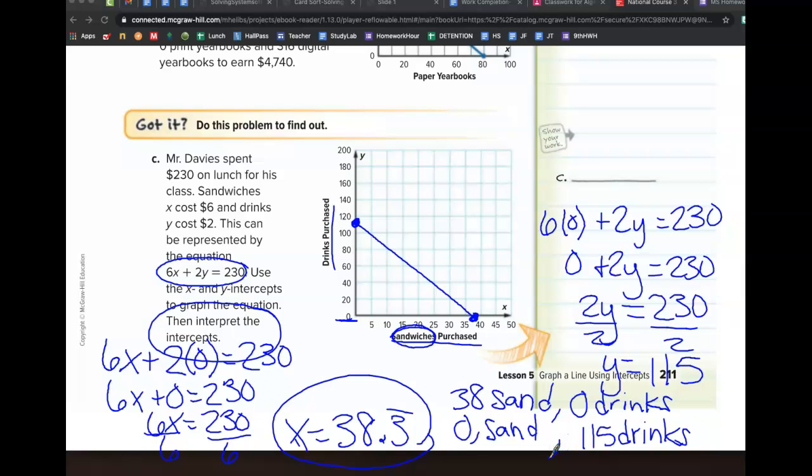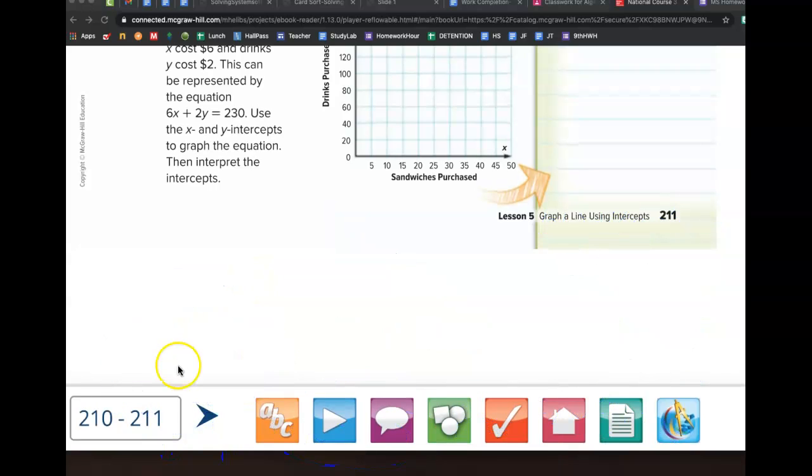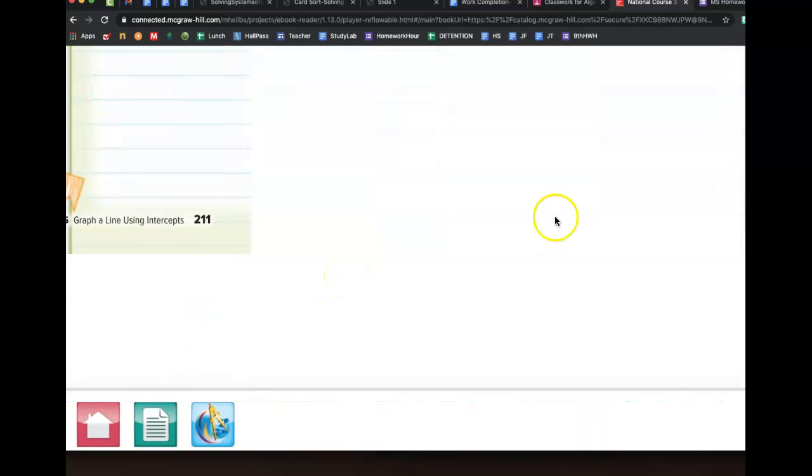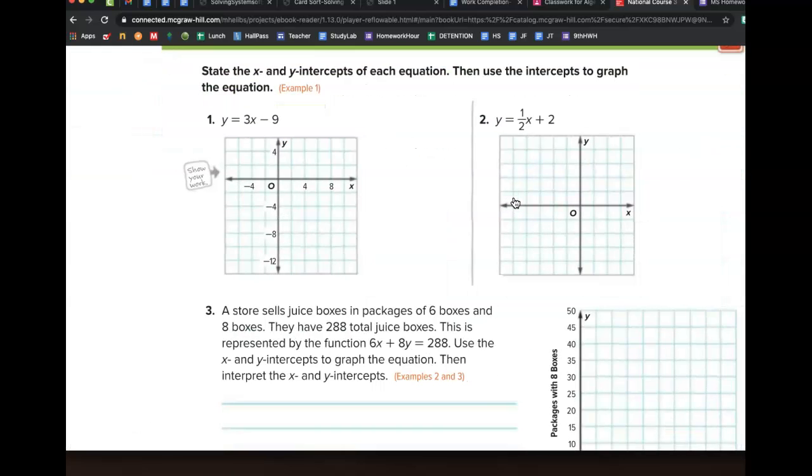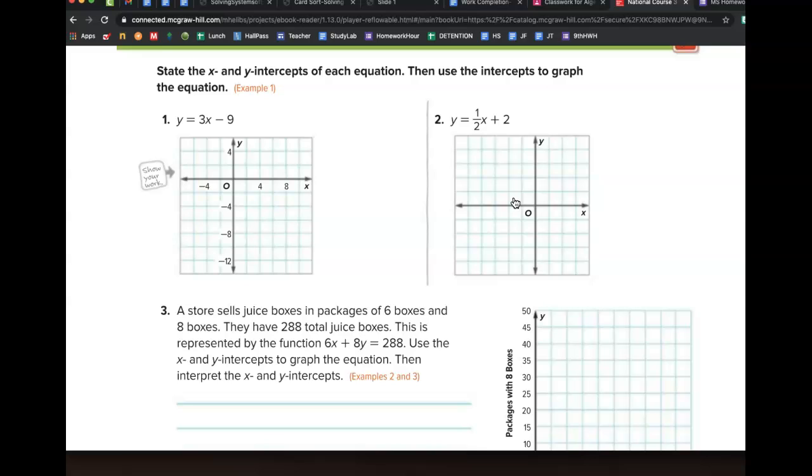Your assignment is on the next page, 212, number 1 through 3. On number 1 and 2, you are graphing in slope-intercept form. So ignore that. You're using y equals mx plus b, which we did on your assignment that you turned in today. Same for this one and this one. But number 3 is like the example I just showed you for Got It C.